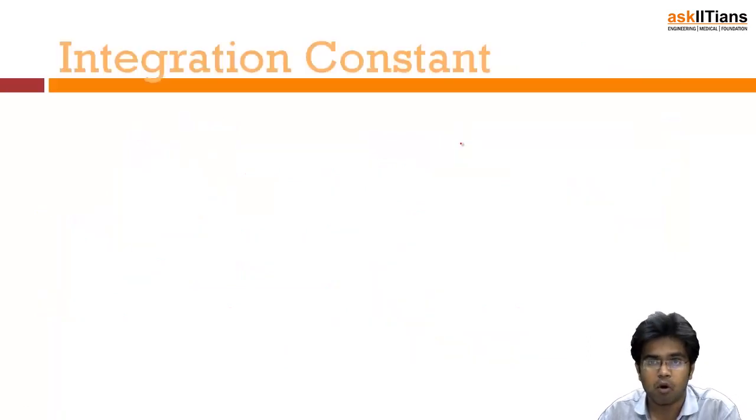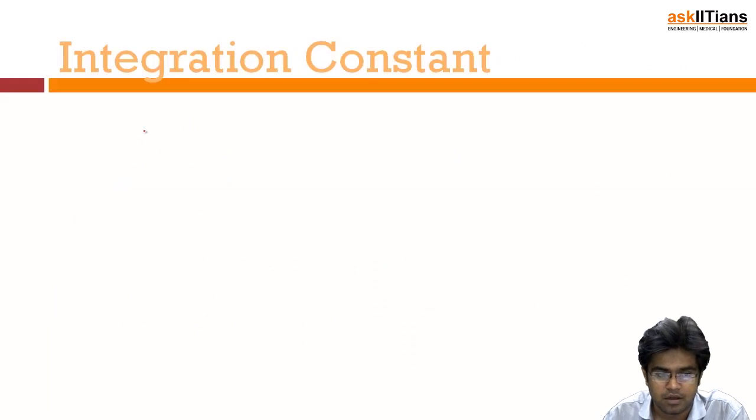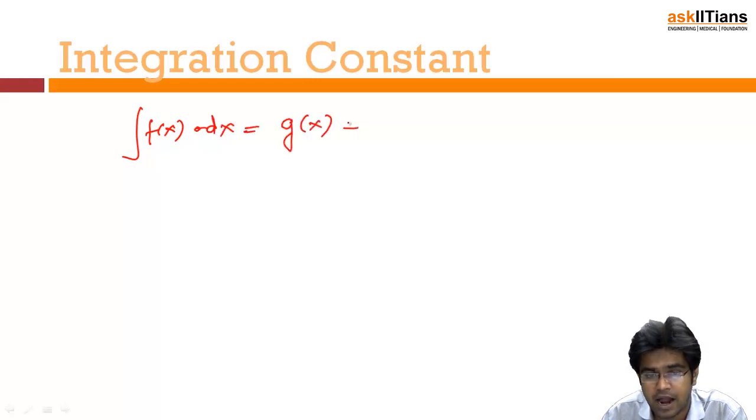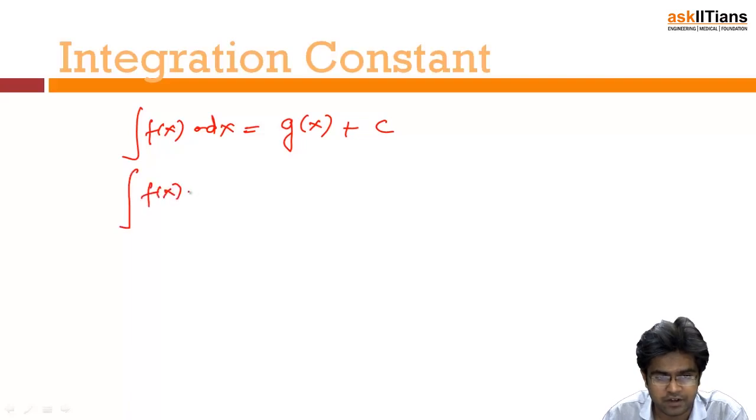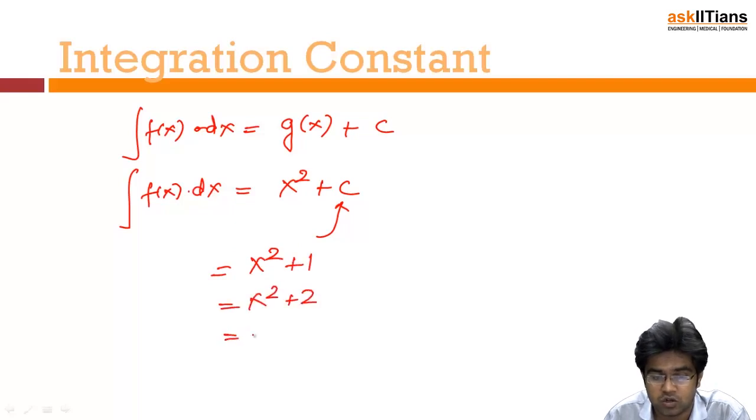Now there is one important thing, the integration constant. Suppose that the integration of f(x) dx is G(x), then we add a constant of integration, that is c. Why is this constant important? Suppose the integration of a function f(x) dx is x square plus a constant. This constant can vary: x square plus 1, or x square plus 2. It can be anything depending upon the nature of the curve.